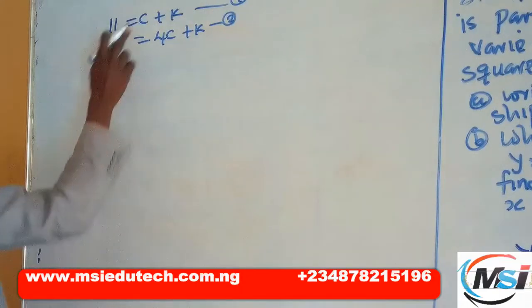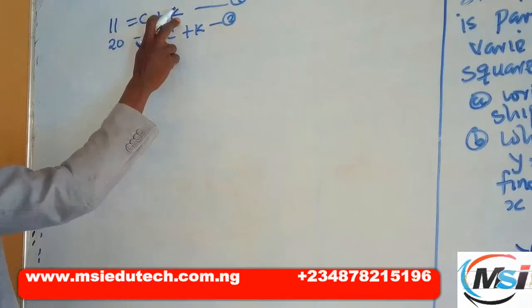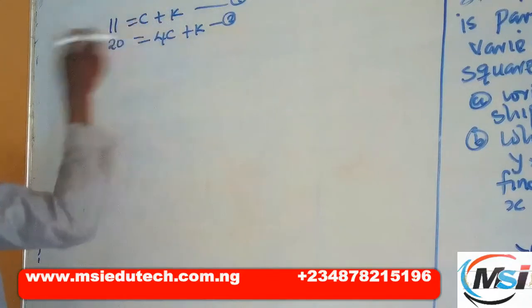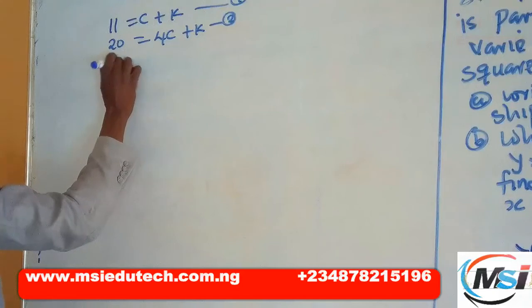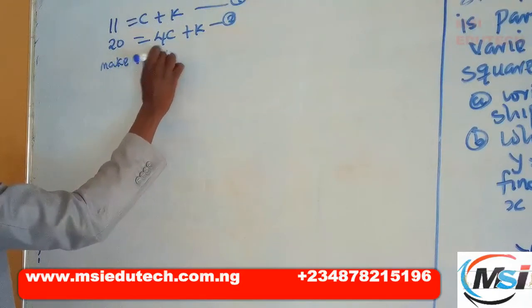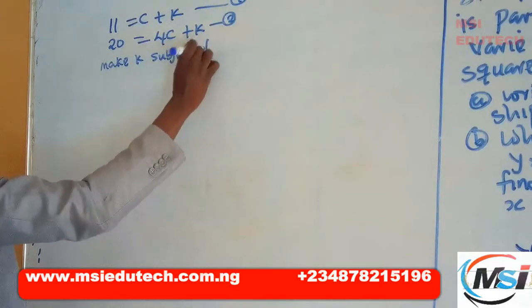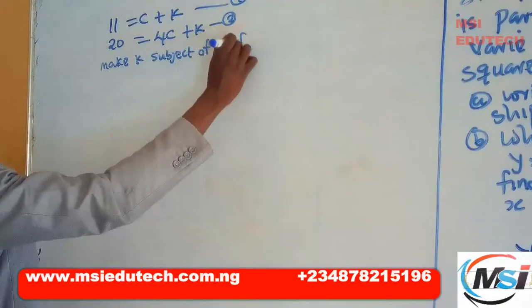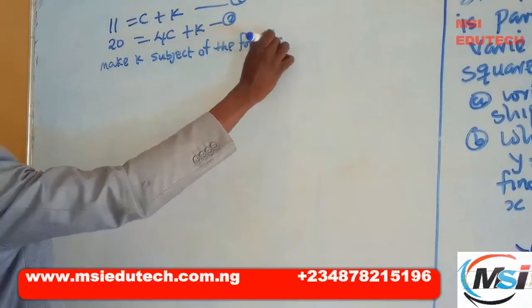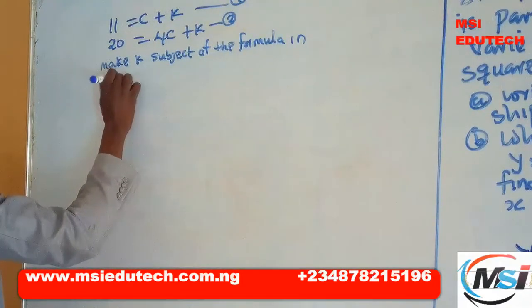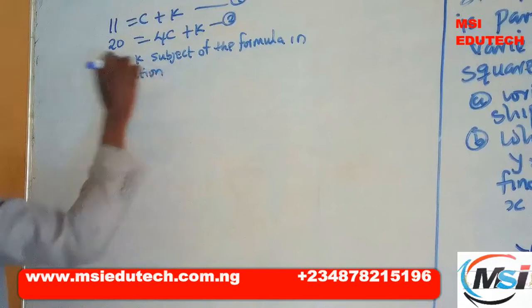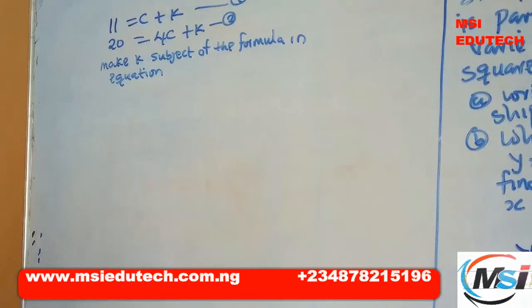You can make c or k the subject of the formula. So this time around, let's make k the subject of the formula in equation 1. I'm still going to teach you subject of the formula. Get ready for the next class.